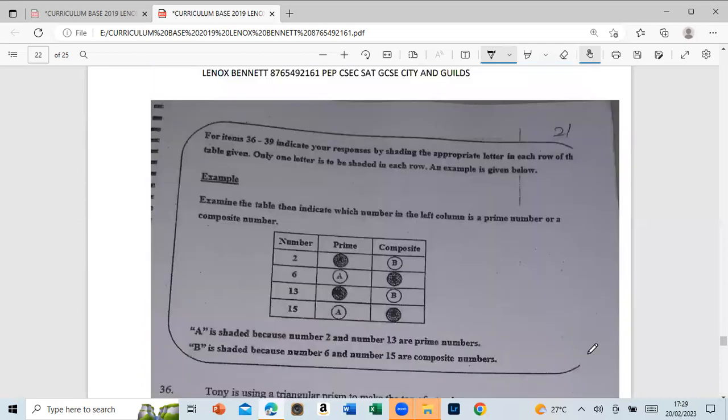36 to 39, indicate a response by shading the appropriate letter in each row of the table. Only one letter is to be shaded in each row. Here is an example. So you can choose A in this row, or you can choose B. It's either A or B, one of them. Alright, let's go.